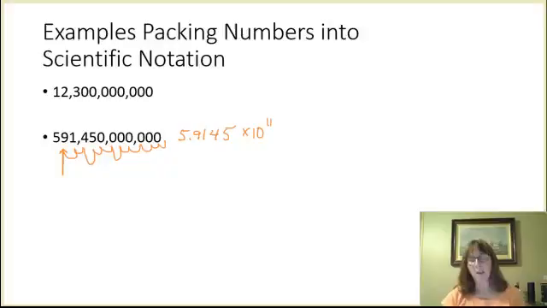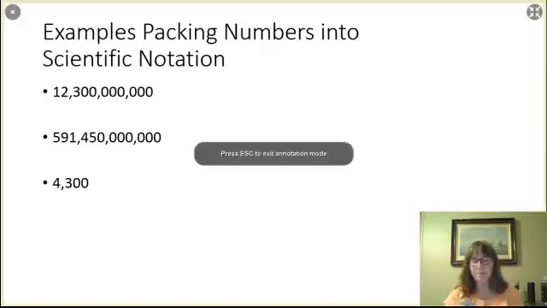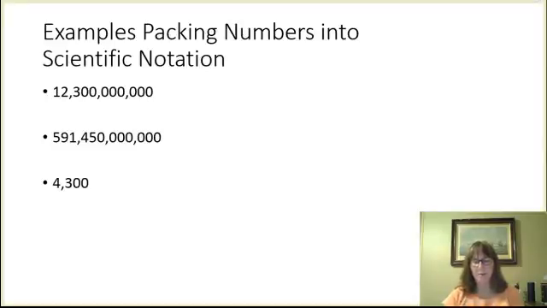Very good. One more example. It's a smaller number, and again, the implied decimal is right there, so it goes 1, 2, 3, only going to move it 3 places. That's what our power of 10 is going to be, so times 10 raised to the 3rd, and the coefficient is 4.3, that's it. There's a little decimal there.